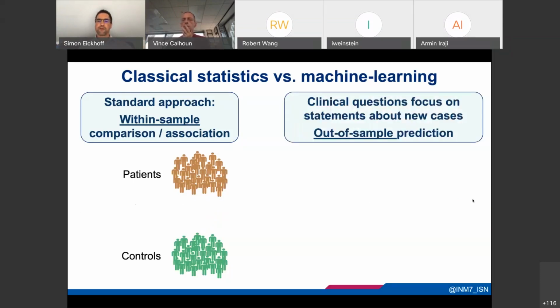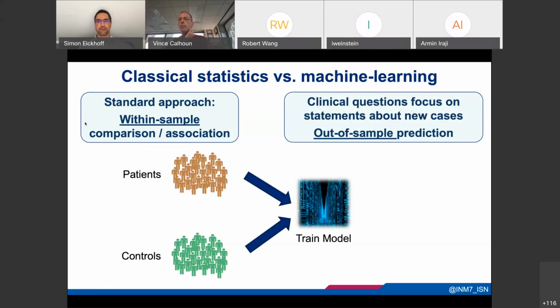But really, clinical questions focus not on the group you've investigated, but rather they focus on new cases. So we're talking about out-of-sample prediction. And the fundamental pipeline there is that you basically take what you have in terms of data, in terms of subjects, train a model that distinguishes patients and controls, and then you test that model in new, previously unseen subjects to see whether it indeed extends beyond the patients, beyond the controls that you actually measured, that you used to train your model.